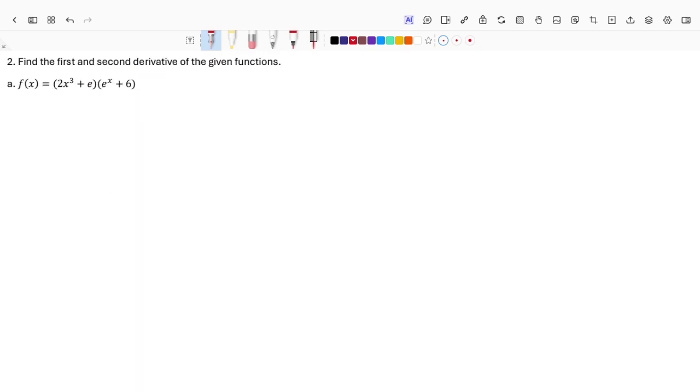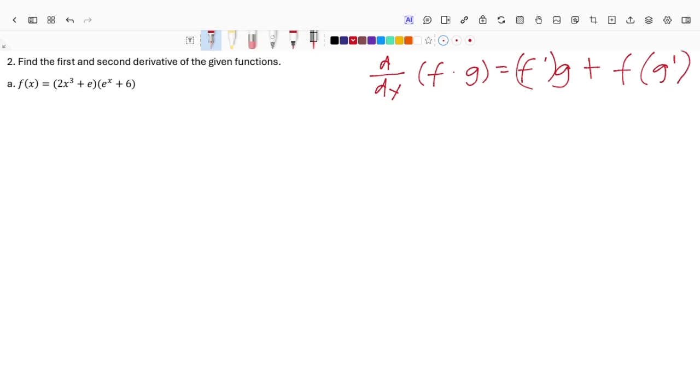For our next derivative, we will use the product rule. Our product rule can be expressed as d over dx of f multiplied by g equals the derivative of our f times our g, plus our f times the derivative of our g. This is our product rule.